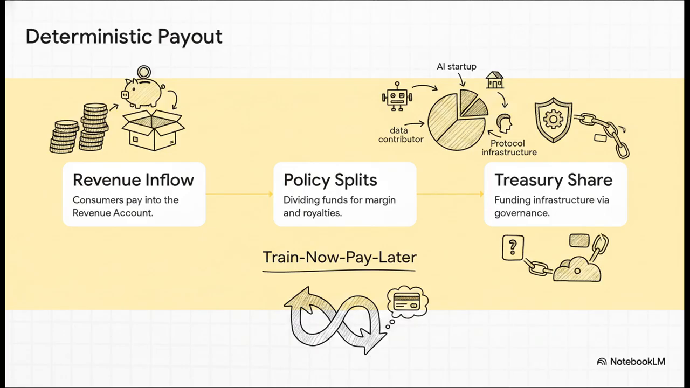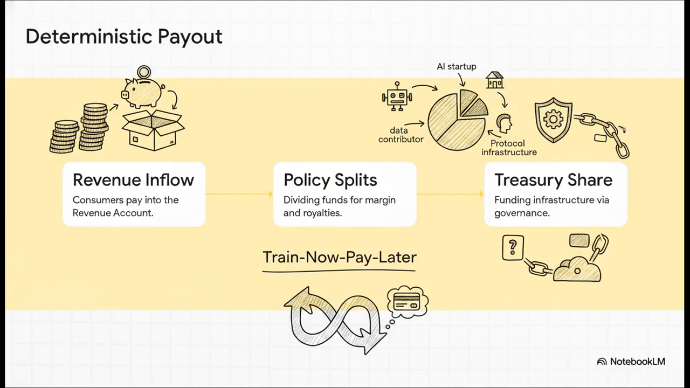It pulls the attribution snapshot to see exactly who owned what fractions at that precise moment, and it executes the policy splits. This divides the money completely fairly between the developer margin and the royalties for the original data contributors. And step 3 is just a small treasury share to sustain the protocol itself.